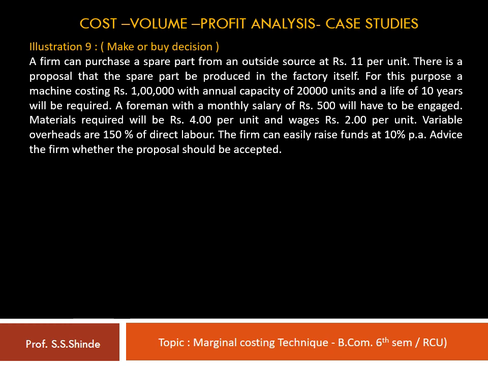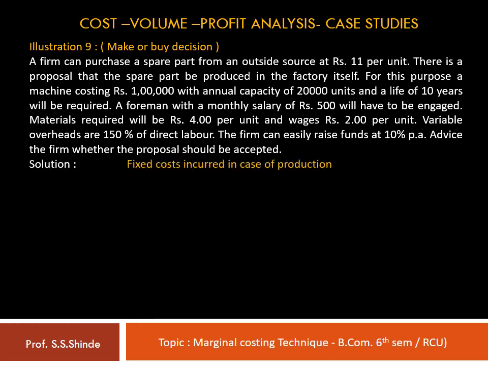years will be required. A foreman with a monthly salary of rupees 500 will have to be engaged. Material required will be rupees 4 per unit and wages rupees 2 per unit. Variable overheads are 150% of direct labor. The firm can easily raise funds at 10% per annum. Advise the firm whether the proposal should be accepted.